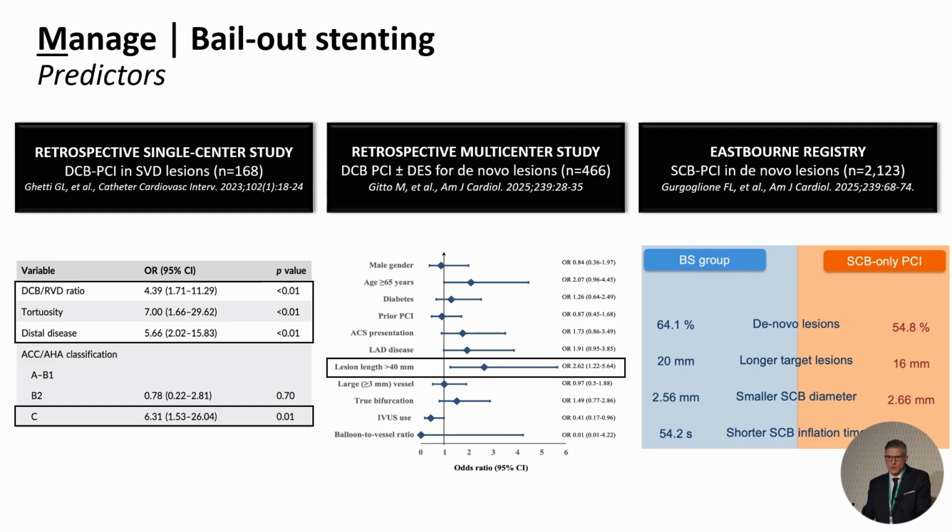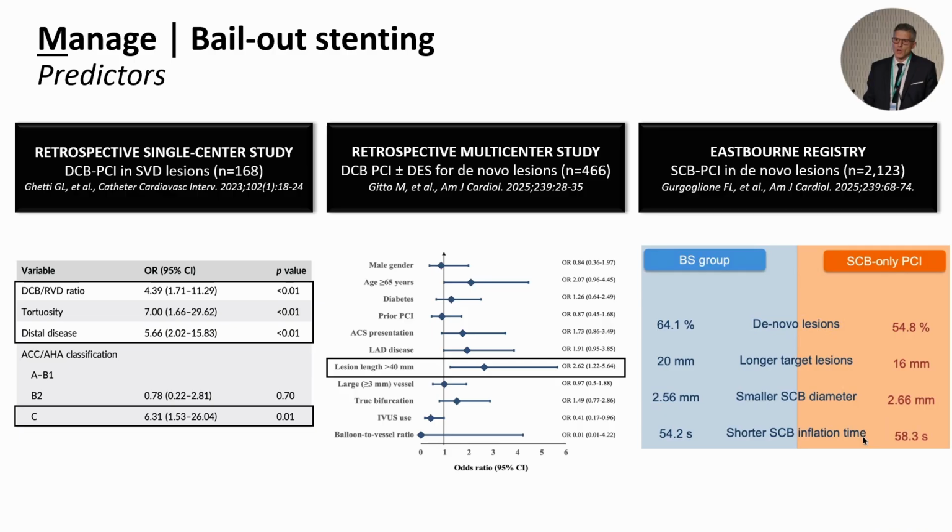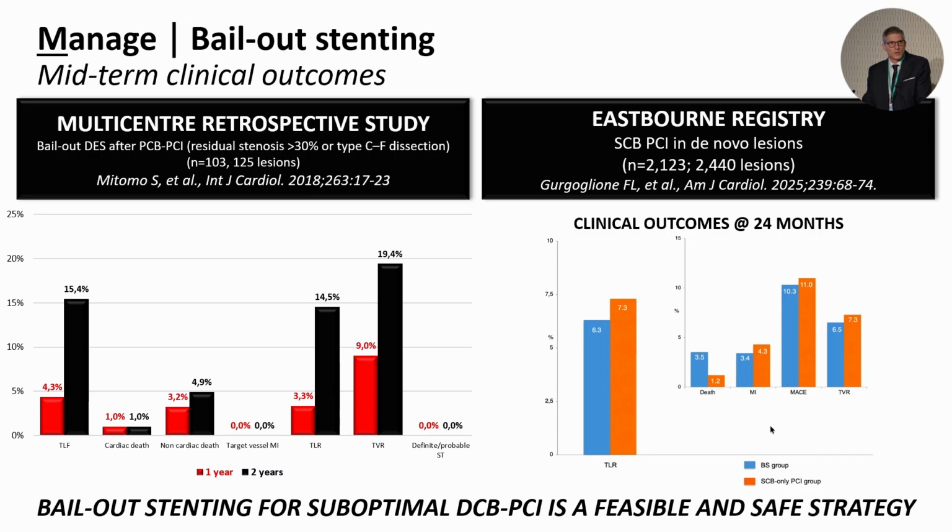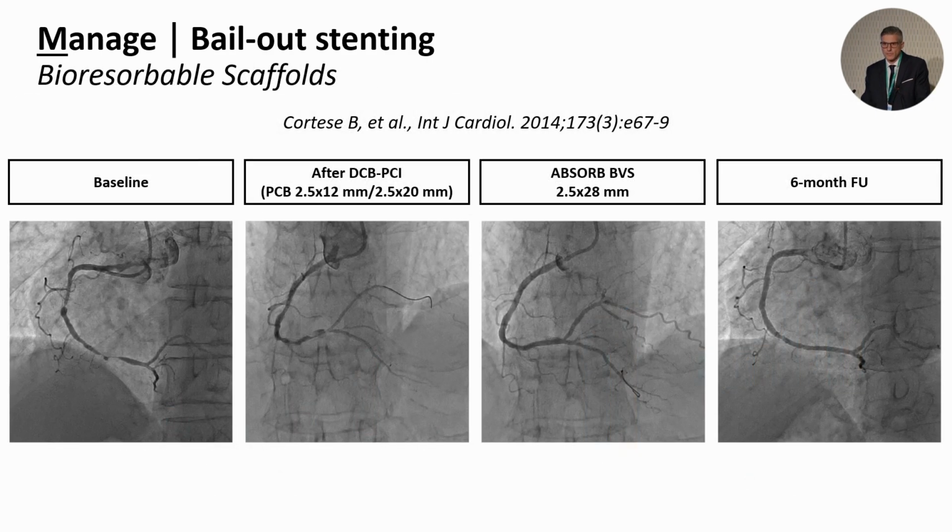When bailout stenting occurs, several trials have tried to identify which are the predictors. As you can see here, DCB-RVD ratio, tortuosity, distal disease, complex lesions, long lesions, as well as de novo long target lesions, smaller diameters of coated balloons, and shorter inflation times are all associated with the occurrence of bailout stenting. But even if this occurs, we have to be reassured, according to multicenter retrospective studies and a subgroup analysis from the EASTBOURNE registry, that this is associated with good midterm outcomes. So this is a feasible and safe strategy even when needed.